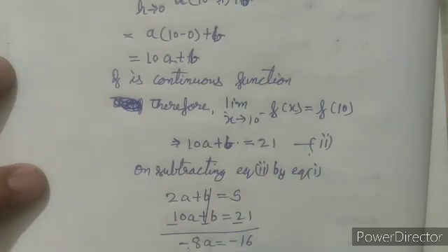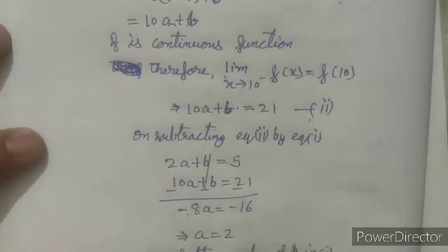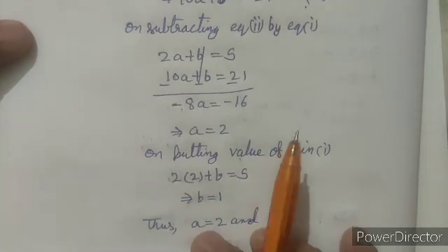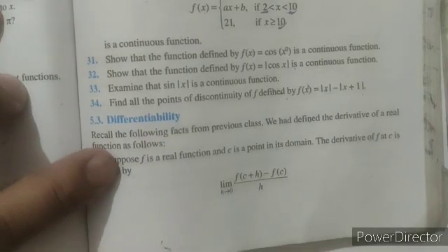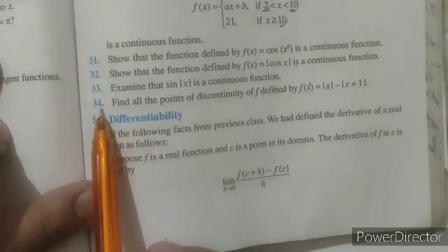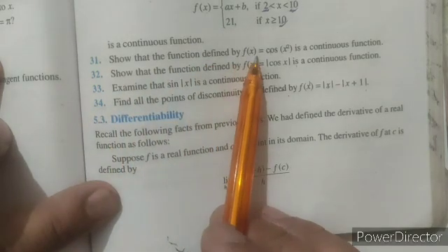Now we have got two equations. Now we can solve these two equations by the elimination method or substitution method to get the values of a and b, and here the value of a is coming as 2 and the value of b is 1. Now from question number 31 to 34, we will directly solve this.